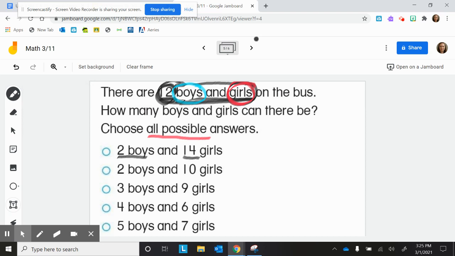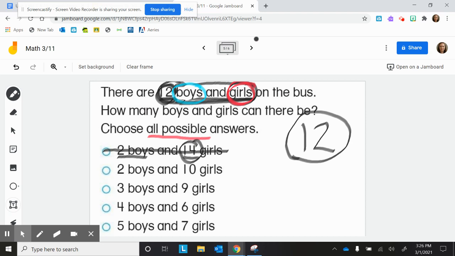Well, we need to get to a total of 12. But will this make a total of 12? 14 and 2? Well, I could already tell the 14 is above the 12. So no, this one will not work because I already went past the 12 kids on the bus. I know I have a total of 12 kids on the bus, right? This 14 already went past it. Let's look at this next one.